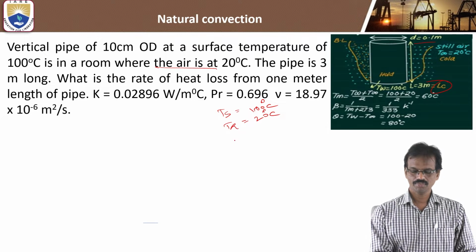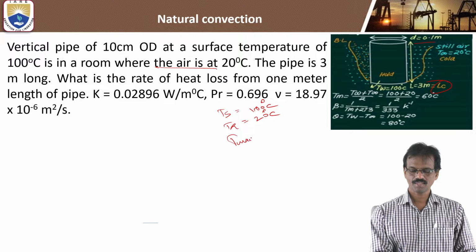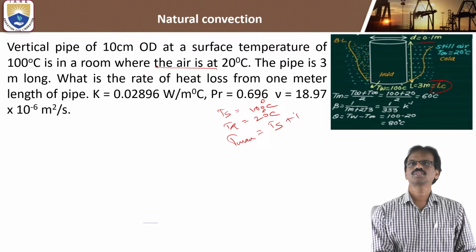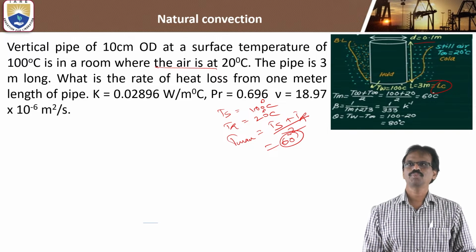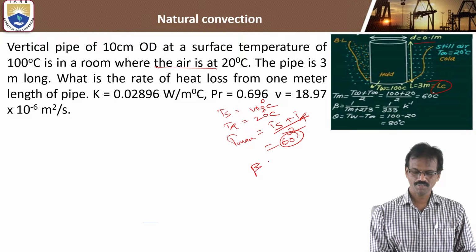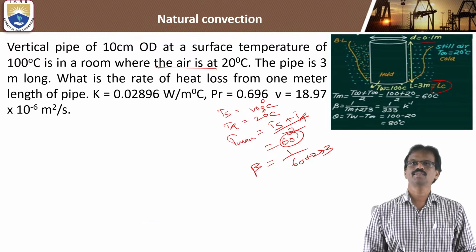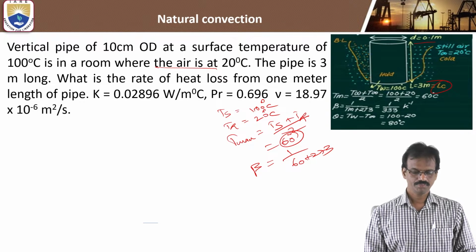Then you can find the T mean. Ts plus T infinity by 2 is 60. Based upon this 60 degrees, you can take the properties. Otherwise, you can find the beta. Beta is equal to 1 by 60 plus 273, converted into kelvins. So that is the value.